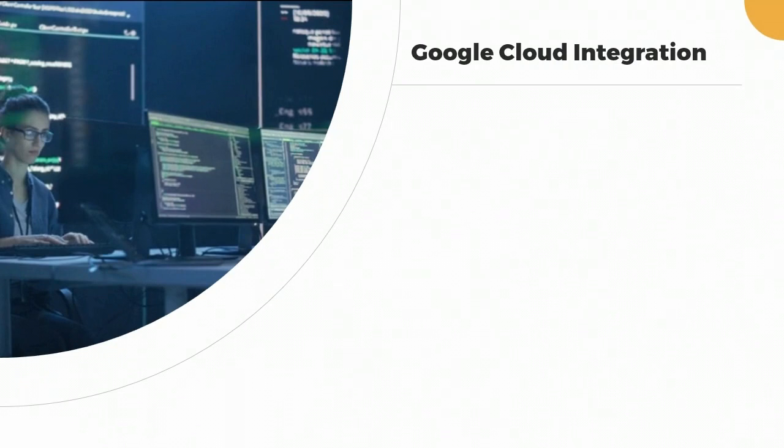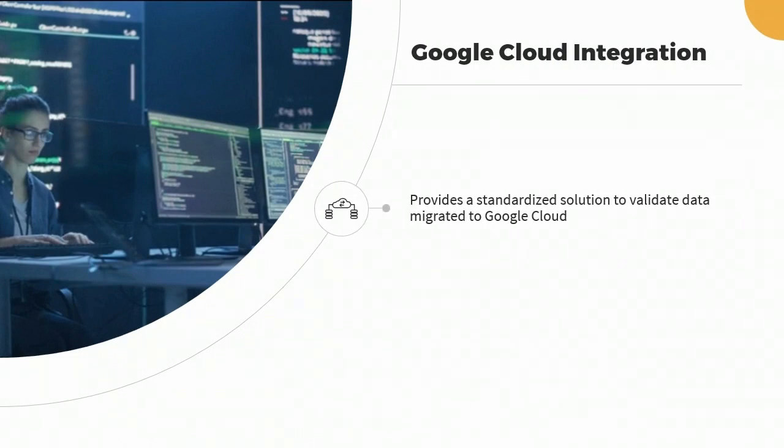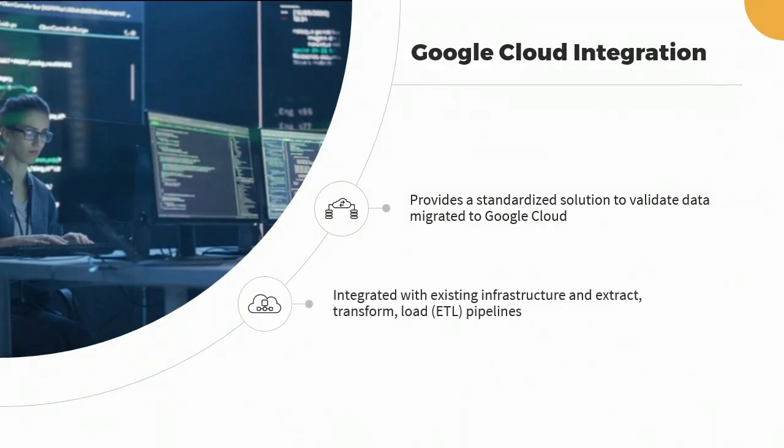And what this Google Cloud integration will allow us to have is a standardized solution to validate data migrated to our Google Cloud. Any data that we're using, for example, with existing infrastructure and extract, transform, or load, or ETL pipelines, can be validated here. This is the idea of using what's known as DVT. DVT provides a standardized solution to validate any migrated data in our Google Cloud against existing systems. Now, this data validation tool with DVT is available for us to use, and it's all open source.